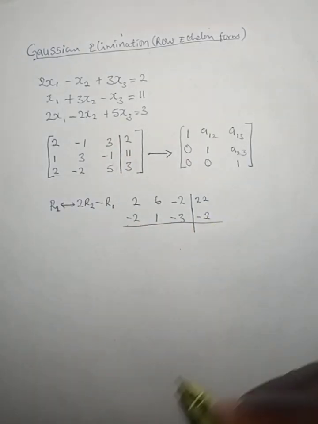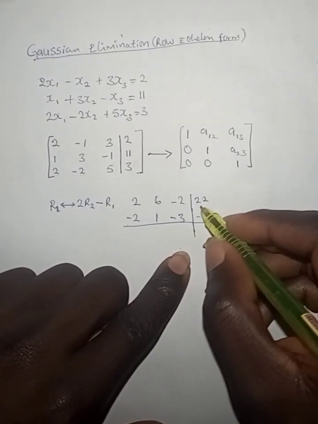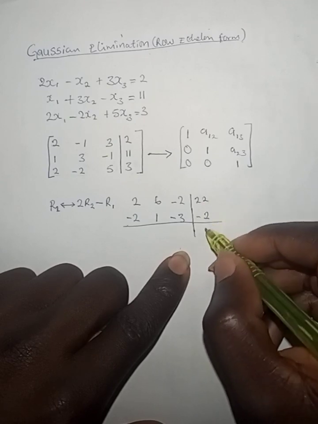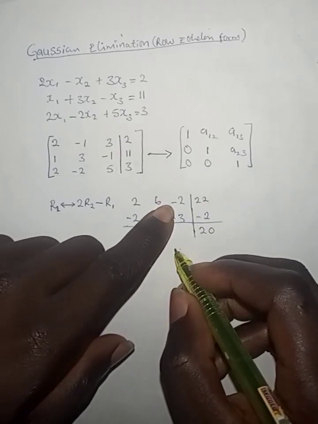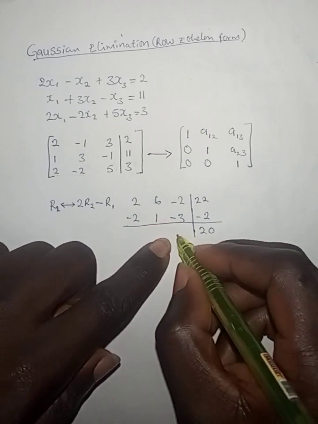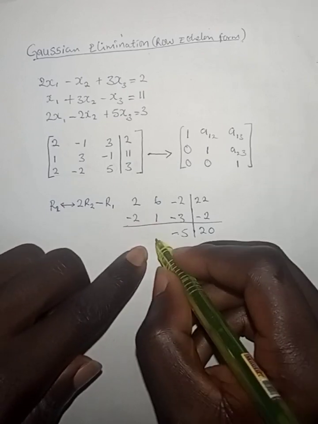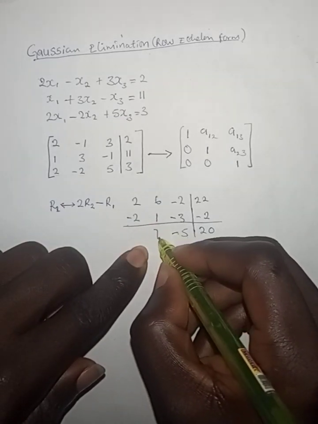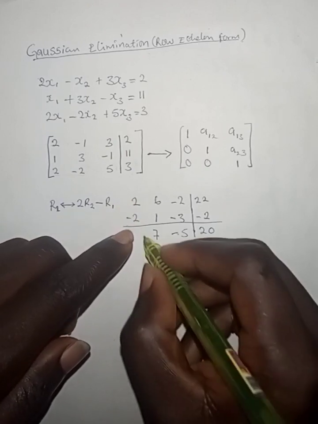So we do the addition. 22 minus 2 is 20. Minus 2 minus 3 is minus 5. 6 plus 1 is 7. 2 minus 2 is 0.